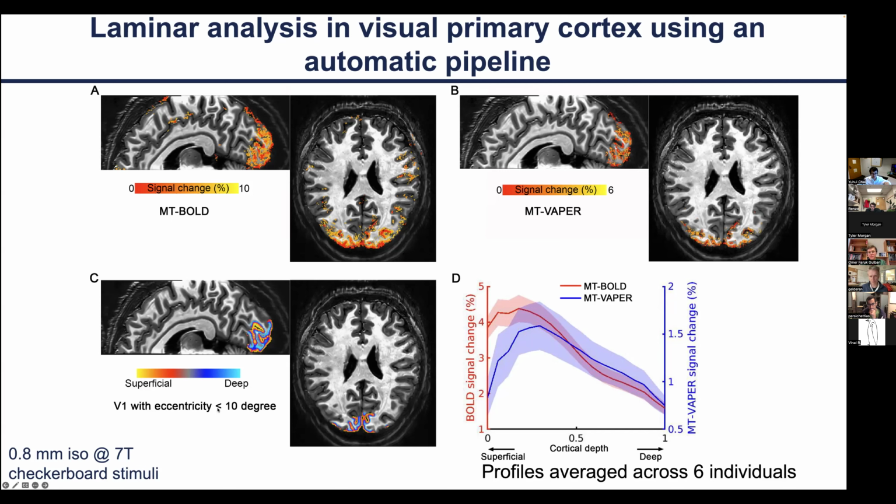And this V1 with eccentricity less than 10 degrees is within our visual field. So in this region, we can extract the laminar profile. The red curve is the BOLD. You can see it has a very strong bias toward the cortical surface. The cortical surface has the strongest signal change, which then decreases toward the deep layers. But for the VAPER, you see in the superficial layers the signal change goes down, so the peak is closer to the middle cortical depths.